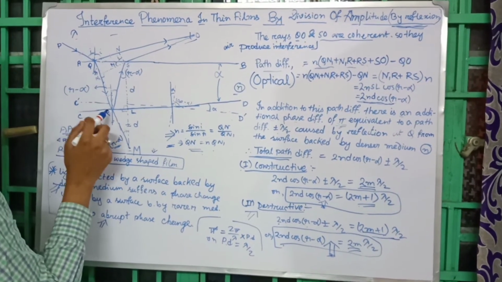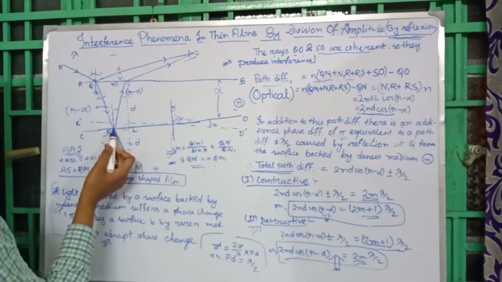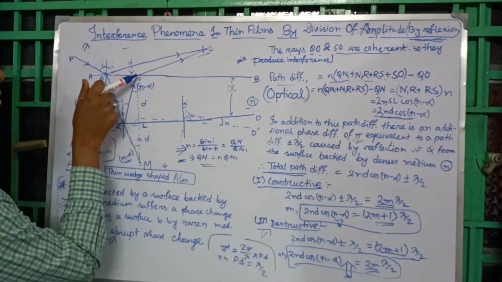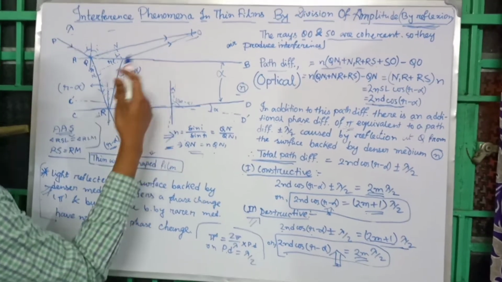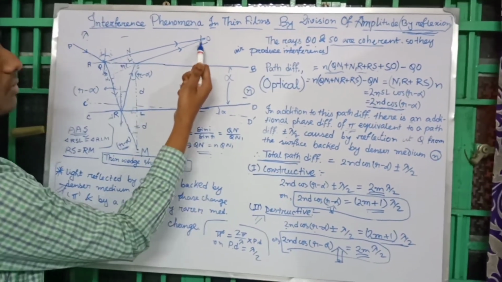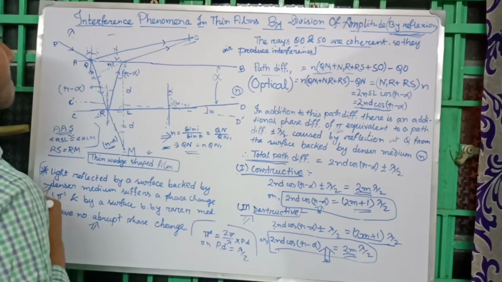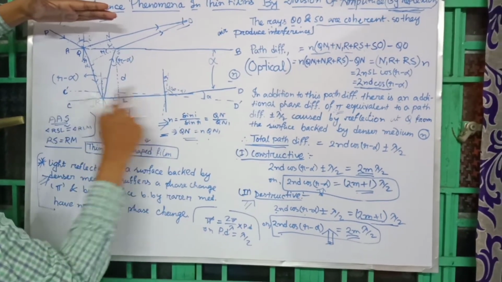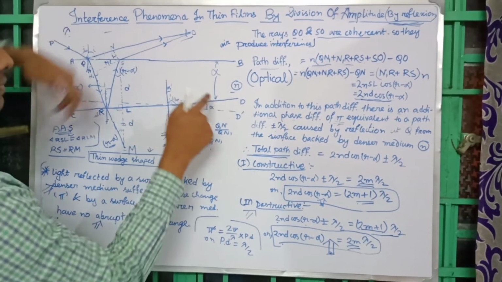The ray QR will again be reflected at point R, and after that at point S the ray will again be transmitted in the air, and finally the reflected ray QO and the ray SO will meet at point O. Now the two surfaces which I told in first, AB and CD, the bounding surfaces, are inclined at an angle alpha.